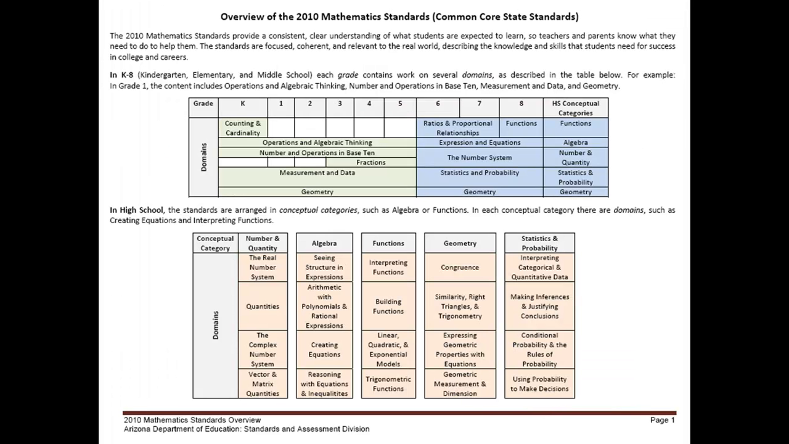This slide shows how K-8 is organized by domains and how high school is organized by conceptual categories and domains. High school standards are aimed at students who have completed K-8 Common Core standards and are now in grades 9 through 11. Notice that they are not listed as separate grades, as are the K-8 standards. The high school standards specify the mathematics that all students should study in order to be college and career ready.